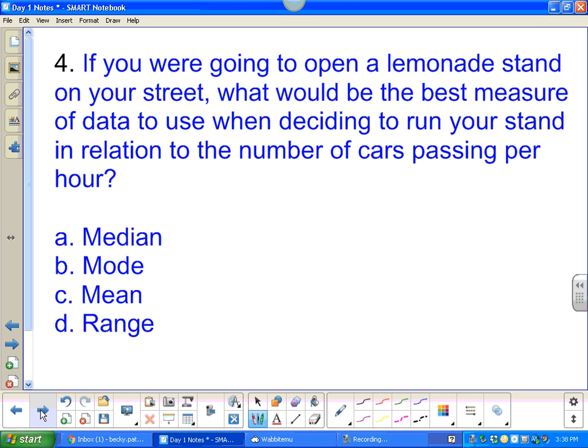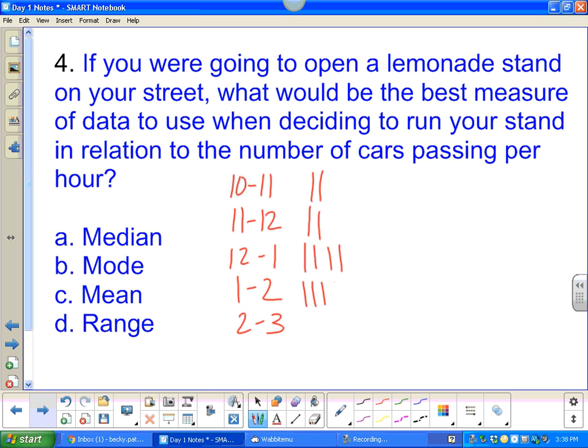If you were going to open a lemonade stand on your street, what would be the best measure of data to use when deciding to run your stand in relation to the number of cars passing per hour? So if we set up a 10 to 11 o'clock hour, and 11 to 12, and 12 to 1, and 1 to 2, and let's say 2 to 3, and then we do tally marks. So let's say we have one of those, and one of those, and another one of those, and a couple of these, and 6 of those, and 3 of those, maybe 7 of those.